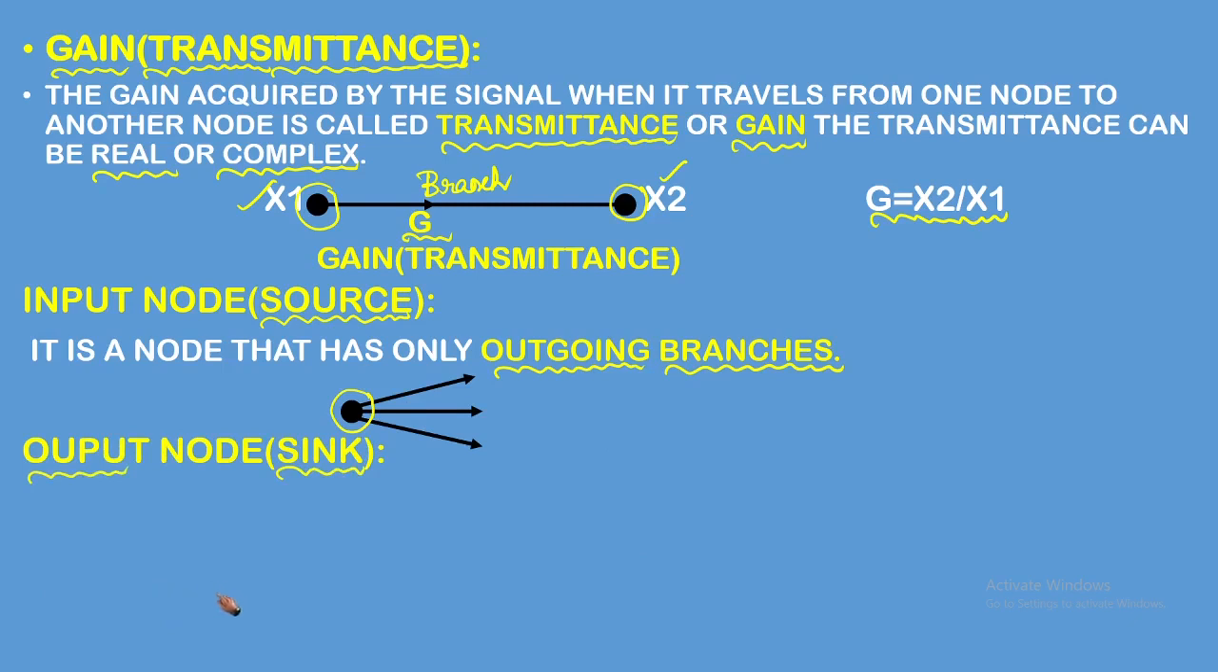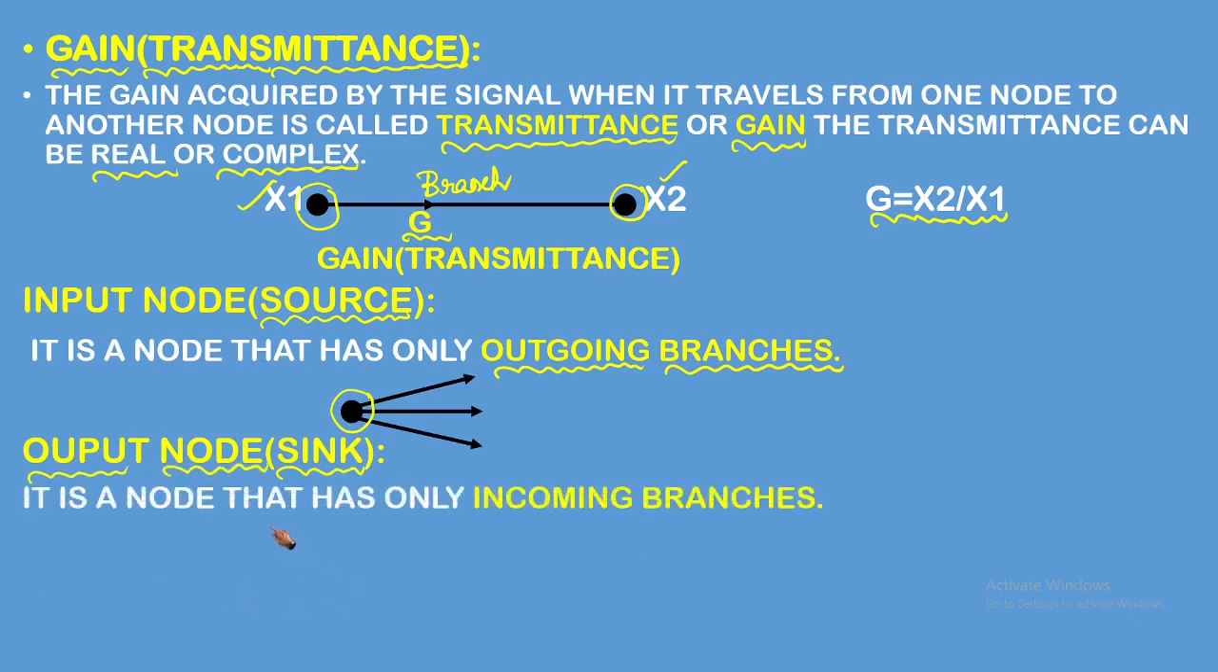Okay, so let us see what is the meaning of the output node or sink. The node which has only incoming branches, exactly opposite to the previous condition.